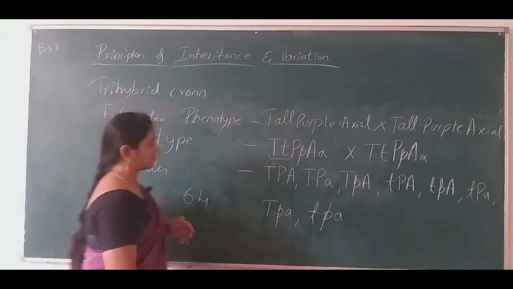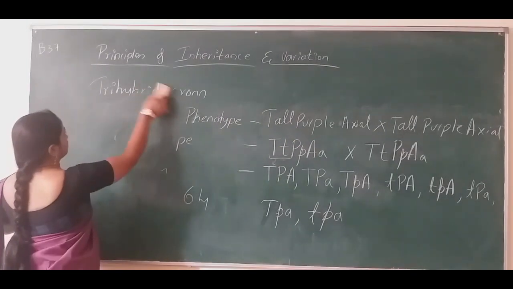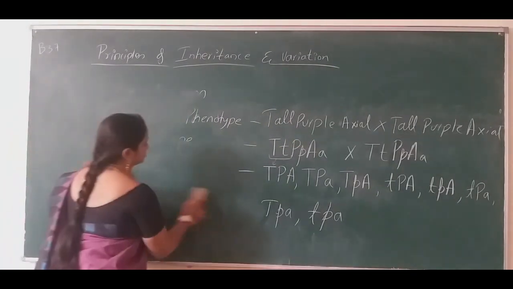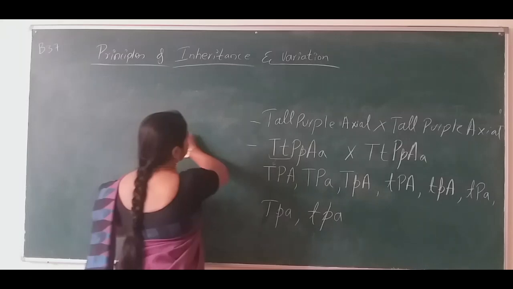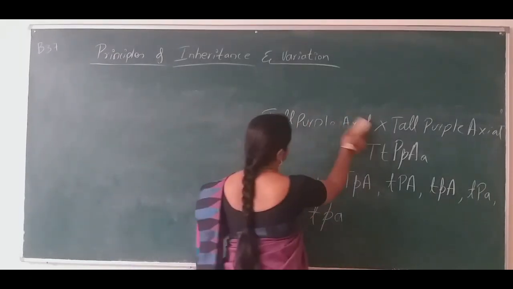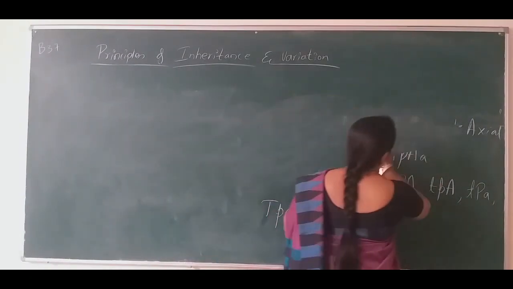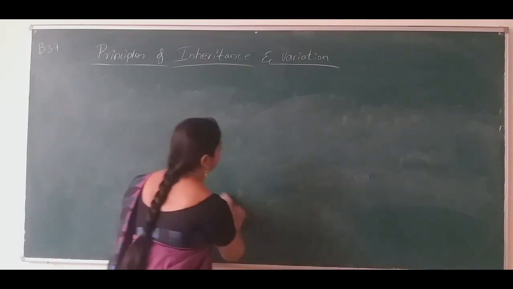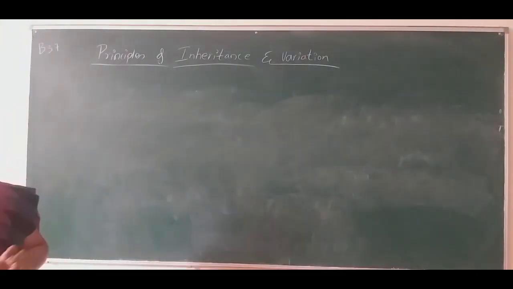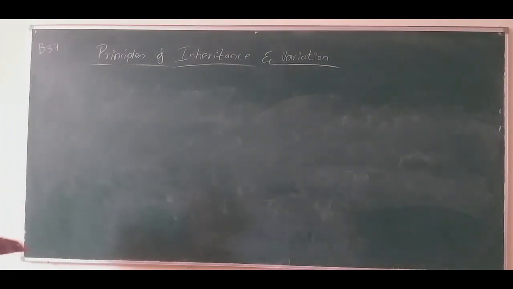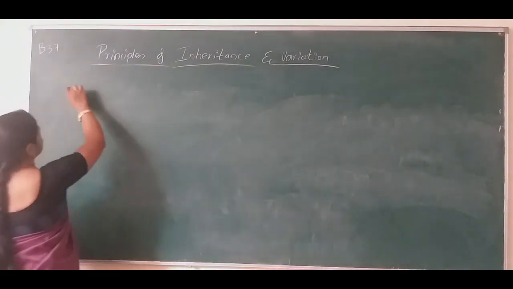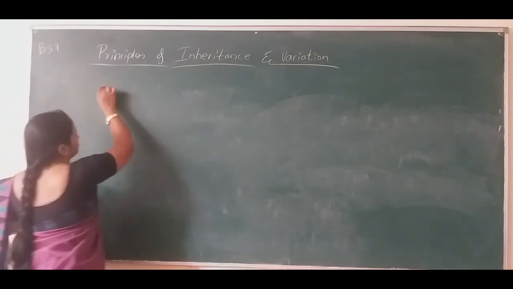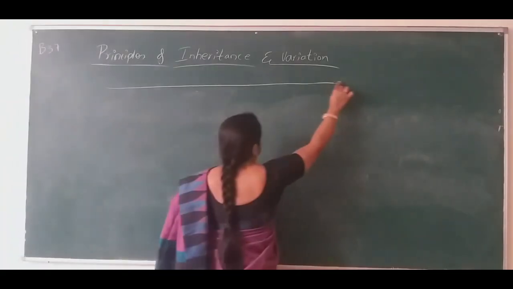No, just put the same, because this trihybrid cross ratio I won't give in the PDF notes. You have to follow from this class itself, because this is a little bit extra concept, that's why. So I have started writing the Punnett square.